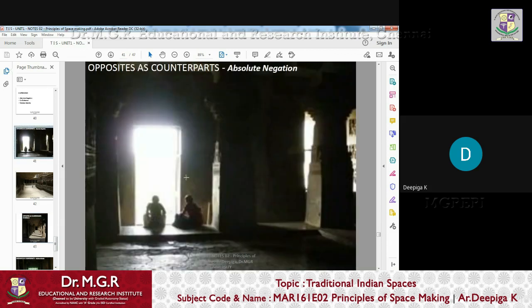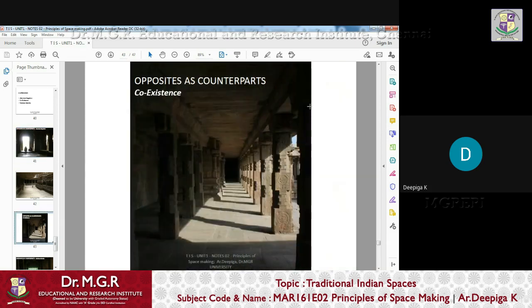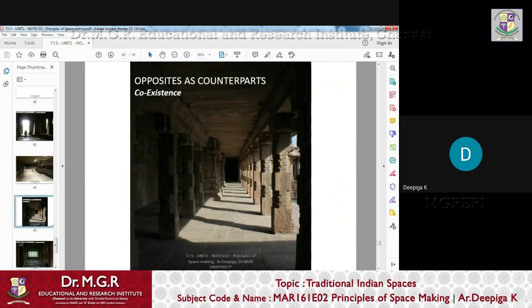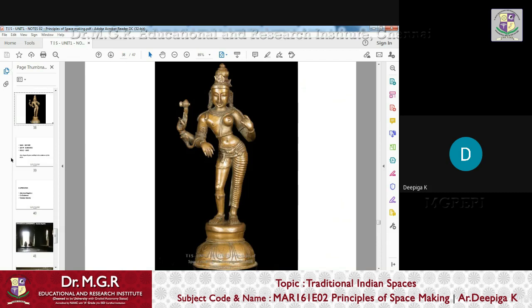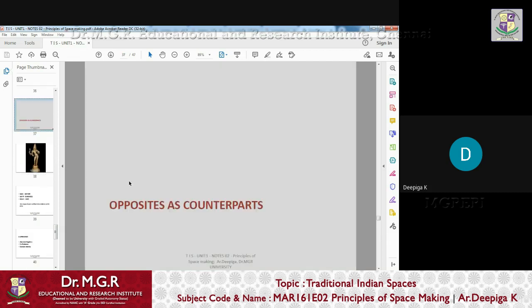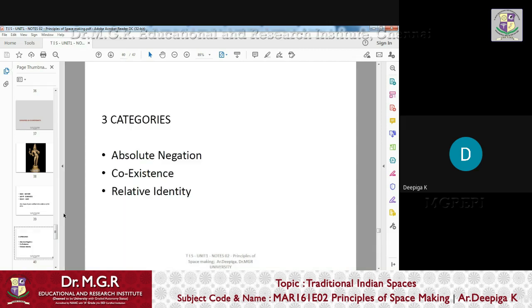Here it was negation. One was not present while the other was present. So here it is fully dark, light is in the outside. Here it is fully closed, the light is in the outside. Whereas here it becomes more like a yin and yang. It is partially bringing in the light, partially open. So it is coexisting. So we are looking at the three categories, and I'm reinforcing again and again because we are looking at opposites as counterparts.